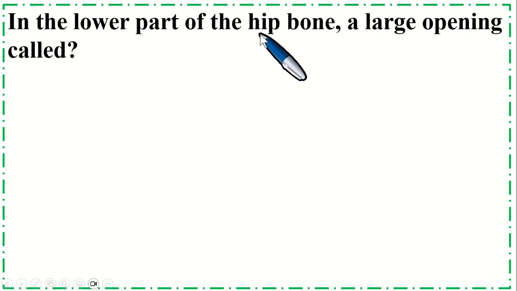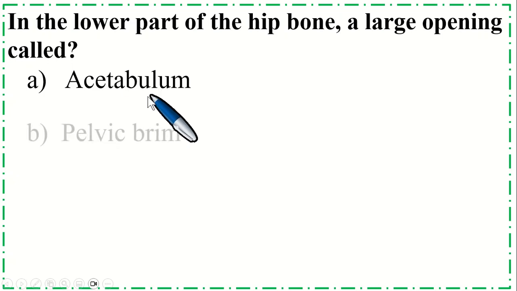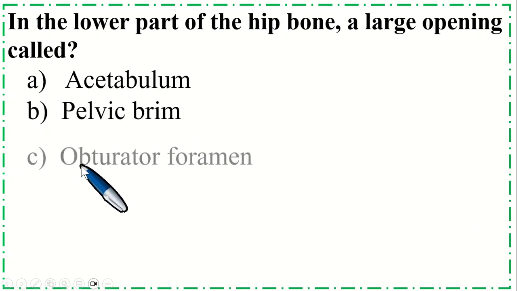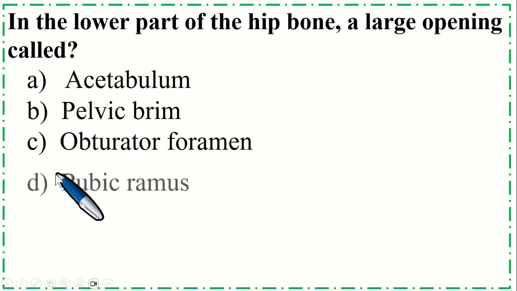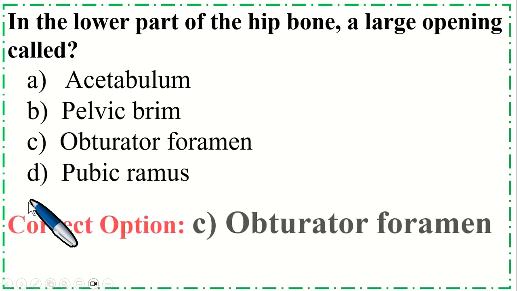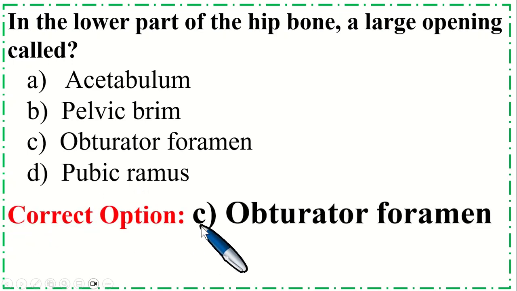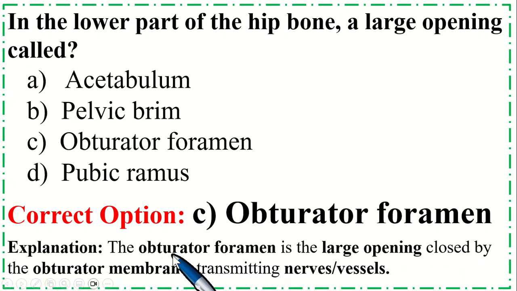In the lower part of the hip bone, a large opening is called option A acetabulum, B pelvic brim, C obturator foramen, and option D pubic ramus. So the correct option is C obturator foramen. Explanation: the obturator foramen is the large opening closed by the obturator membrane, transmitting nerves and vessels.